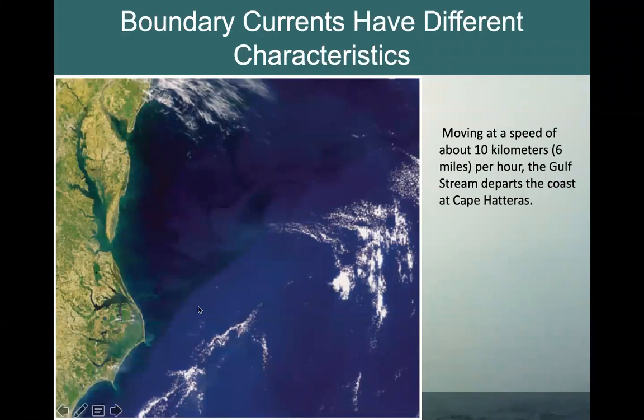Another thing that we notice is the color of the water. The color of the water in the Gulf Stream doesn't have very much green in it at all. However, the waters over here are very green, very productive. So the waters that are not in the Gulf Stream are very productive, whereas the Gulf Stream waters themselves are warm and very unproductive.